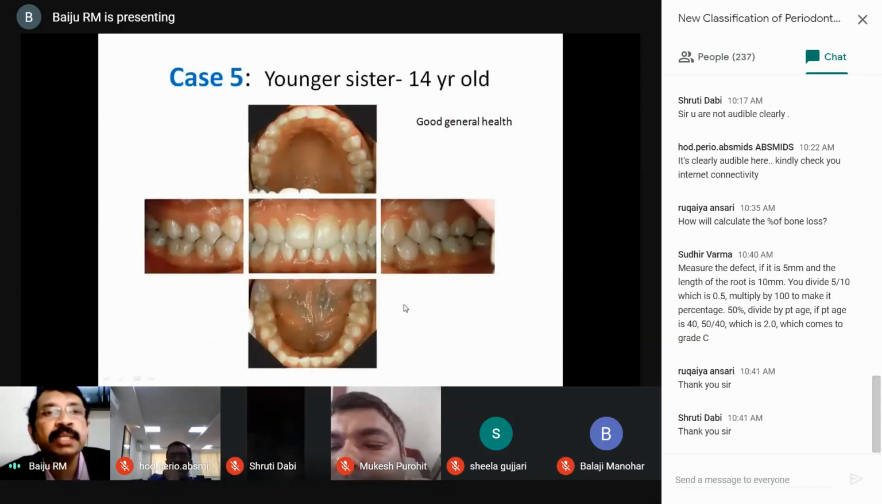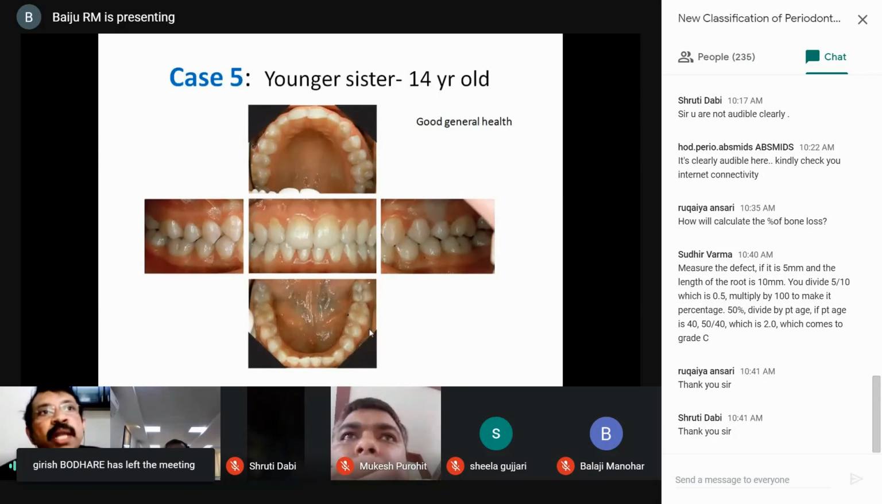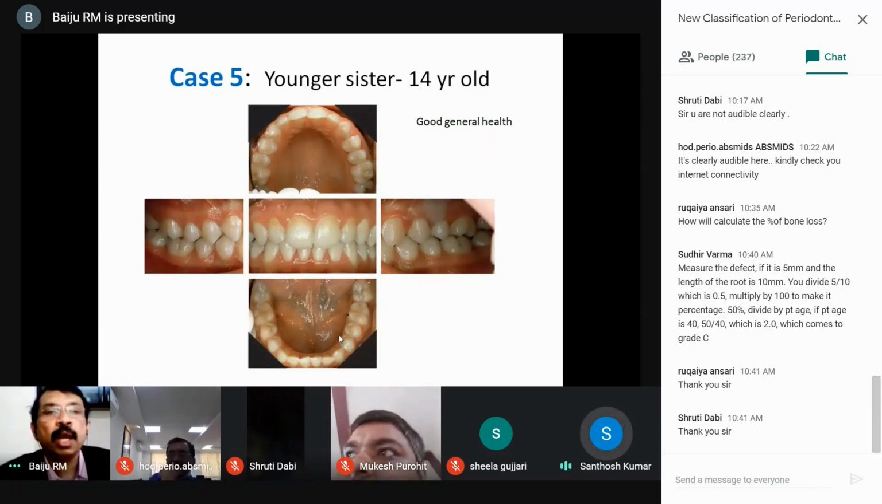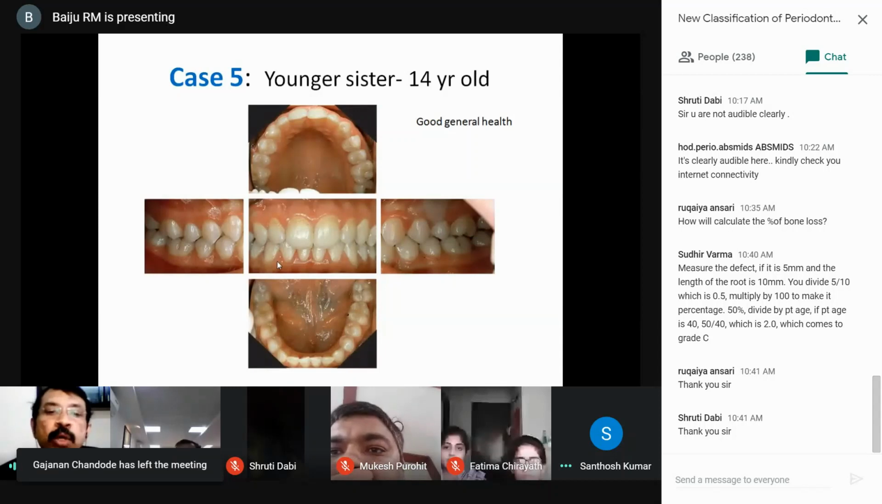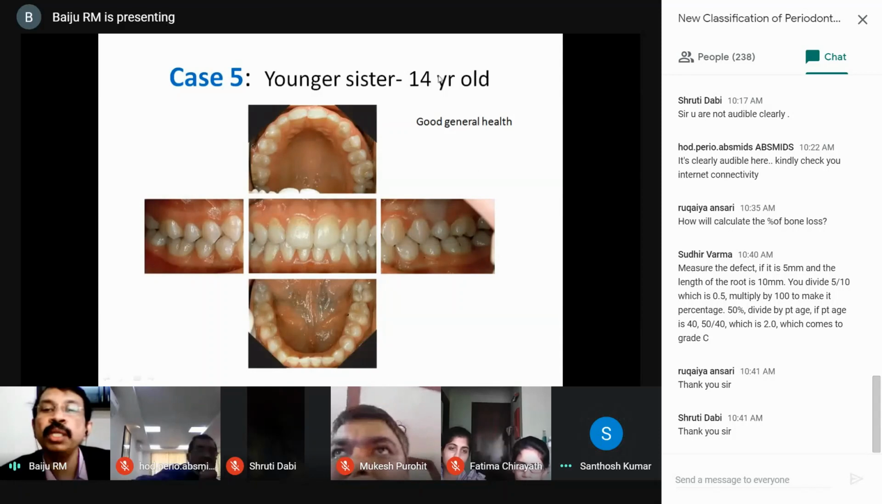Now, since the patient is a 19-year-old female with generalized periodontitis, imagine the previous classification. What diagnosis should we have given for that patient? We would have given generalized aggressive periodontitis. Now, when you diagnose generalized aggressive periodontitis in one sibling, you will always ask for a family history of periodontitis. So they enquired about siblings and she said that she has a younger sister, and that patient was also called for examination. The younger sister was only 14 years old.